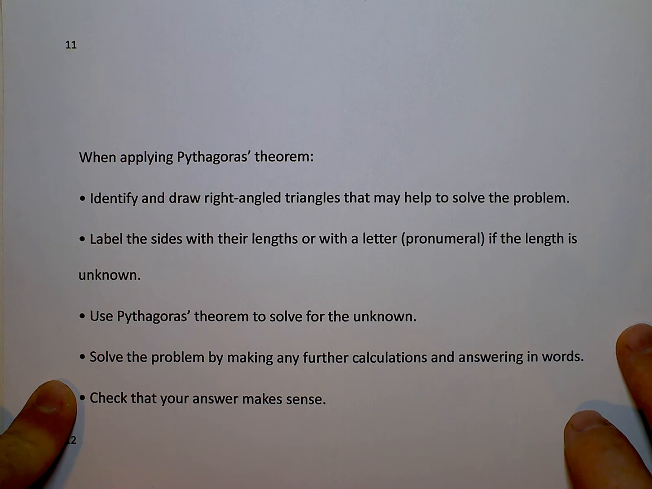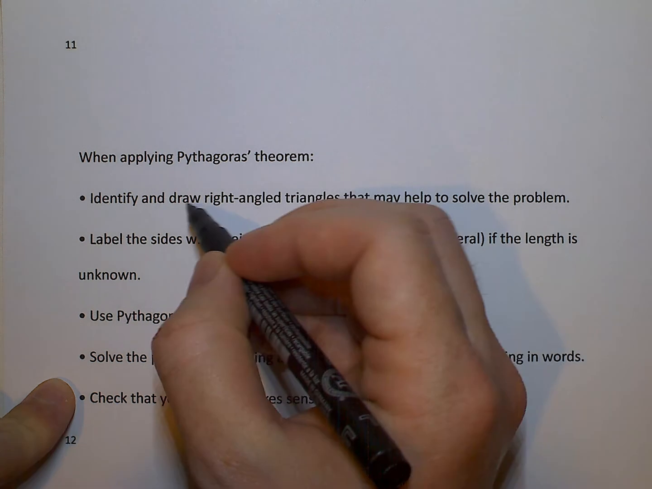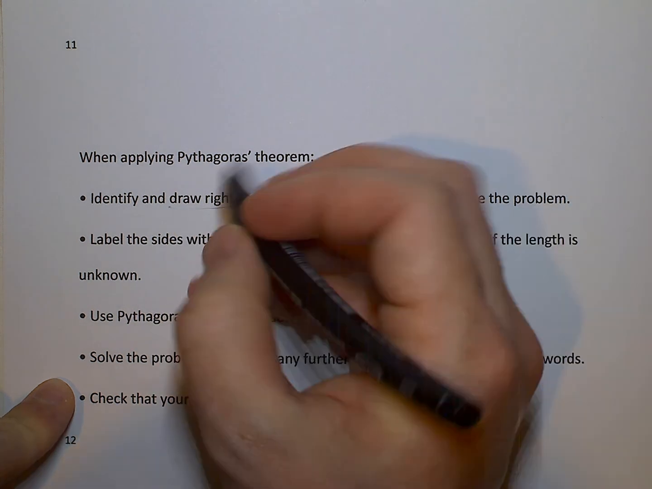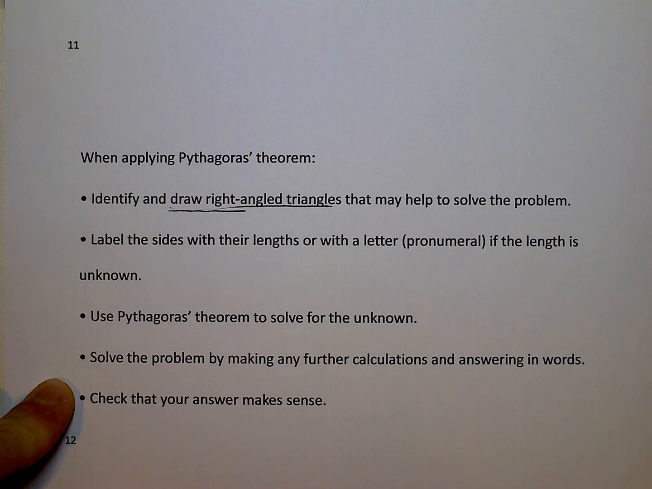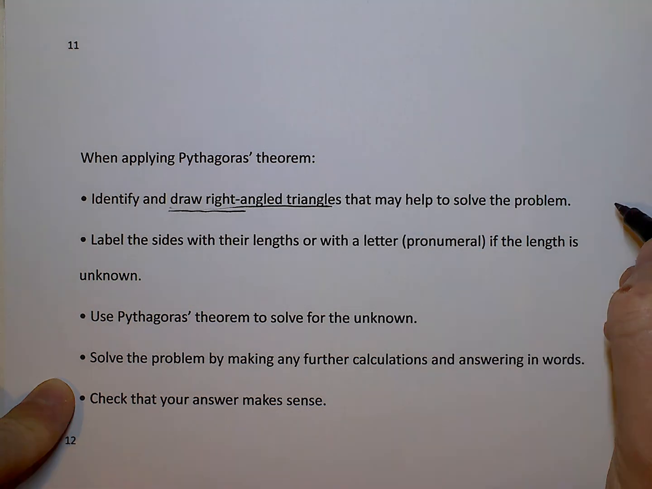This is typically the checklist or the guide to actually how to do this. Identify and draw. This is the most important thing, is drawing the right angle triangle. Okay, so if you're faced with a problem, you have to draw the problem. So many students come to me and ask questions and they haven't drawn the problem. You have to draw the problem, look for the triangle, and then solve for that. Okay, this may help solve the problem. Yes, it will help solve the problem.